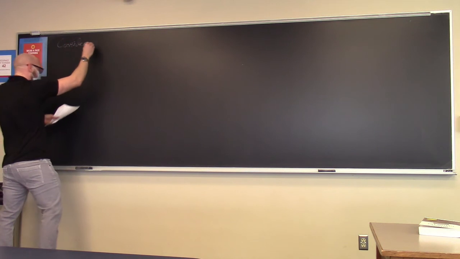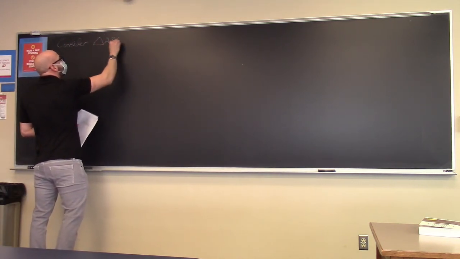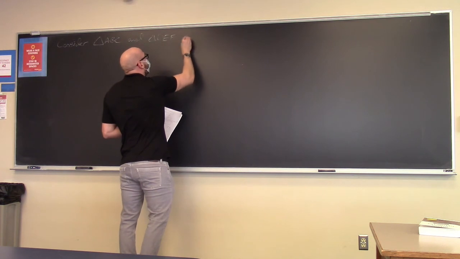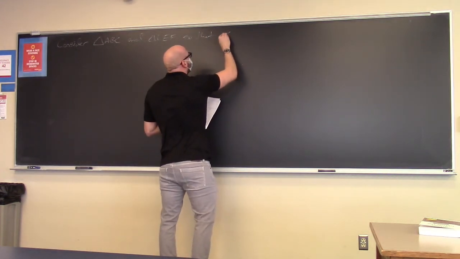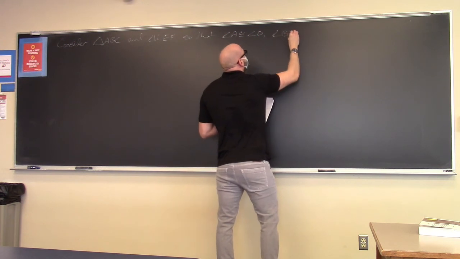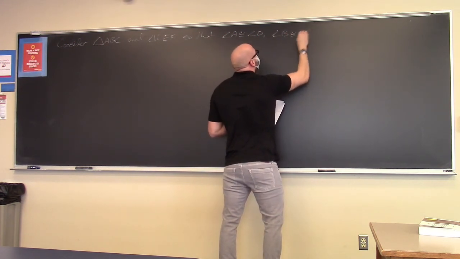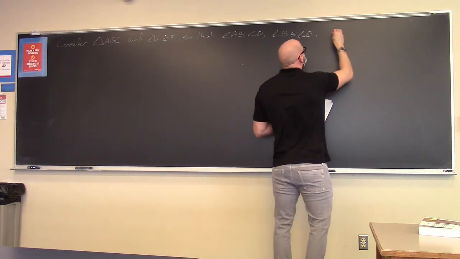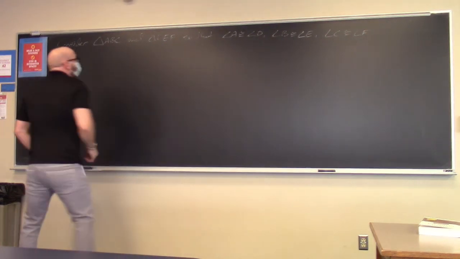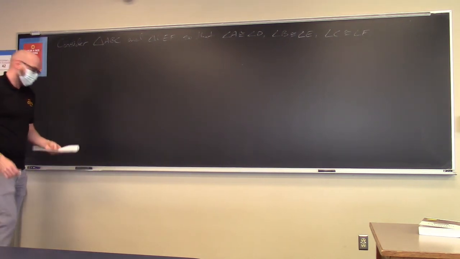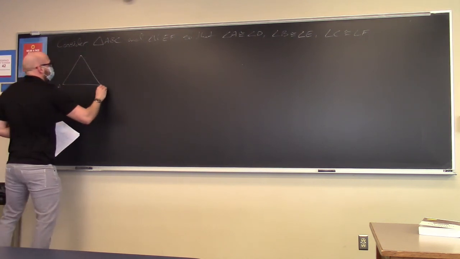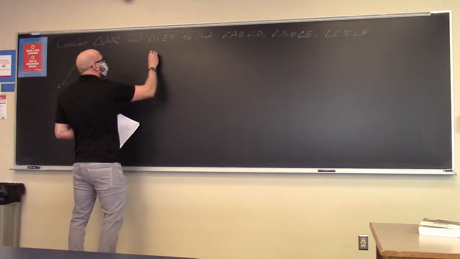And consider the following. So consider triangles ABC and triangle DEF, so that angle A is congruent to angle D, angle B is congruent to angle E, and angle C is congruent to angle F. Alright, so I have two triangles where all of the angles are congruent with each other, right? Here's ABC, and here's triangle DEF.